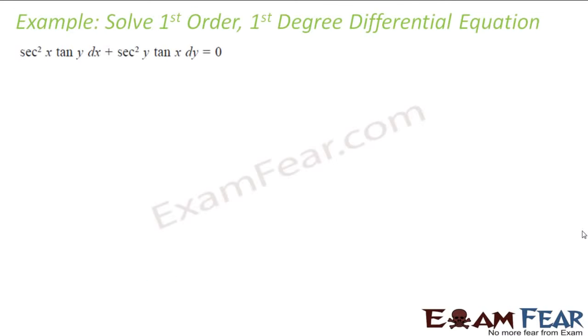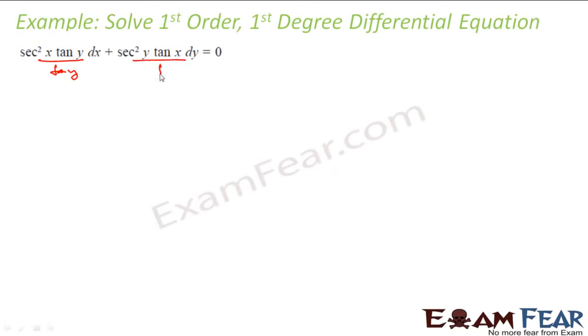Let's take one more question. sec squared x tan y dx plus sec squared y tan x dy is equal to 0. So we have to convert this into f(x) g(y) form actually. So let's try to do this. What we can do is we want to put everything on this side to be of x form, not y form, right? So let's divide this by tan y.